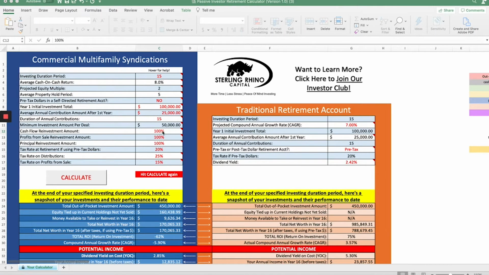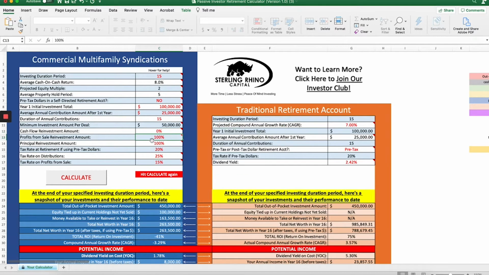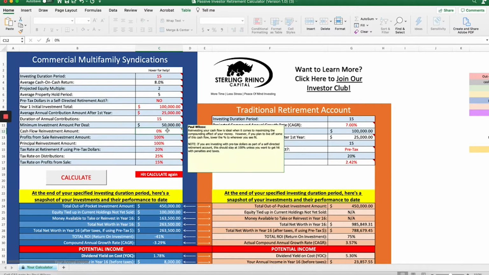Okay, in these next three cells, we give you the option to select how much of your profits and principal you would like to reinvest into more deals in the future. If you decide that you want to live off some of your cash flow and use it to make a mortgage payment or use it to live off of, you could easily change this to 50% or even zero. Same goes with your profits from a sale and your returned principal on a sale.